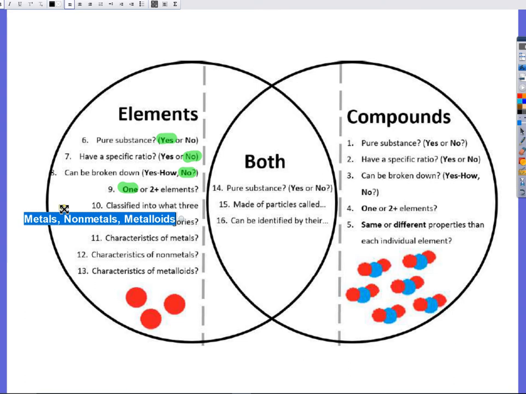And the characteristics of metals would be that they're shiny, they're good conductors of heat and electricity. Nonmetals are dull, they are bad conductors of heat and electricity, they tend to be brittle. And characteristics of metalloids would just be any 2 properties of metals and nonmetals.